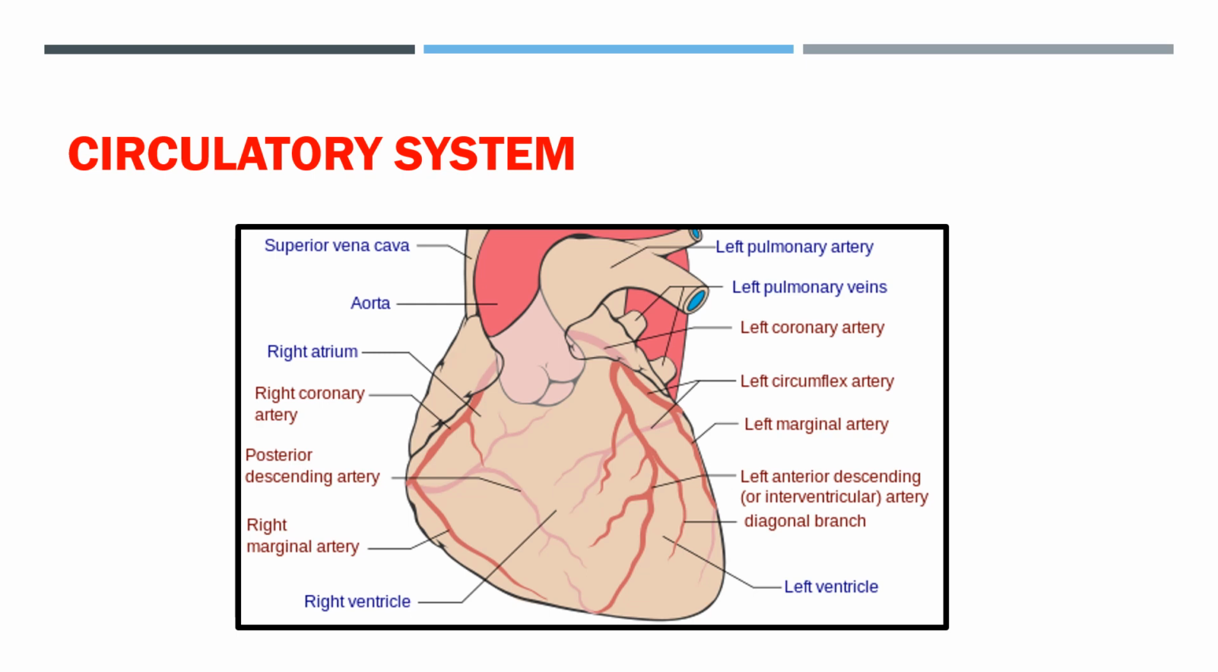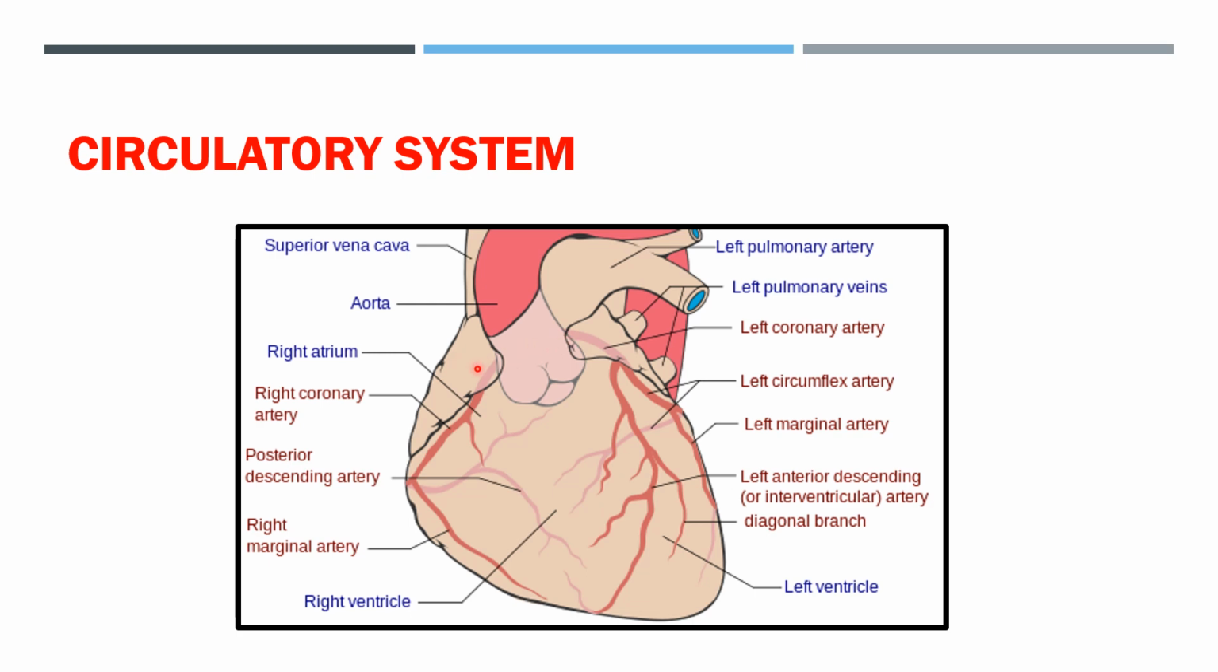Next, let's see the circulatory system of the heart. It consists of the coronary arteries. The circulatory system of the heart is known as the coronary circulation. Just above the aortic valve, there are two arteries arising from the aortic sinus of the aorta. These arteries are known as the right coronary artery and the left coronary artery.